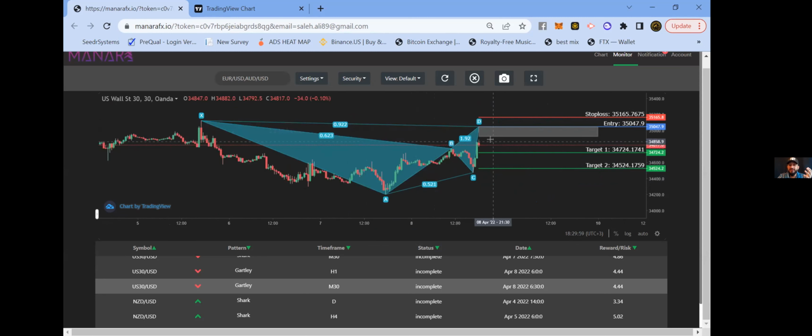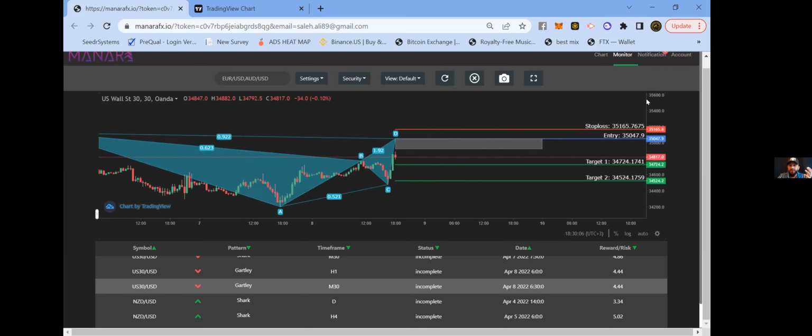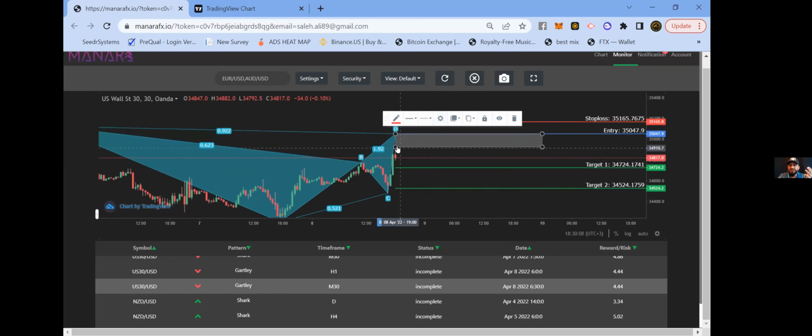So as you can see here with this pair, it's saying, hey, we're almost at our entry. Now, if you look, we're almost where we need to be. We're literally almost where we need to be in terms of an entry. So I'm going to keep a very close eye on this.